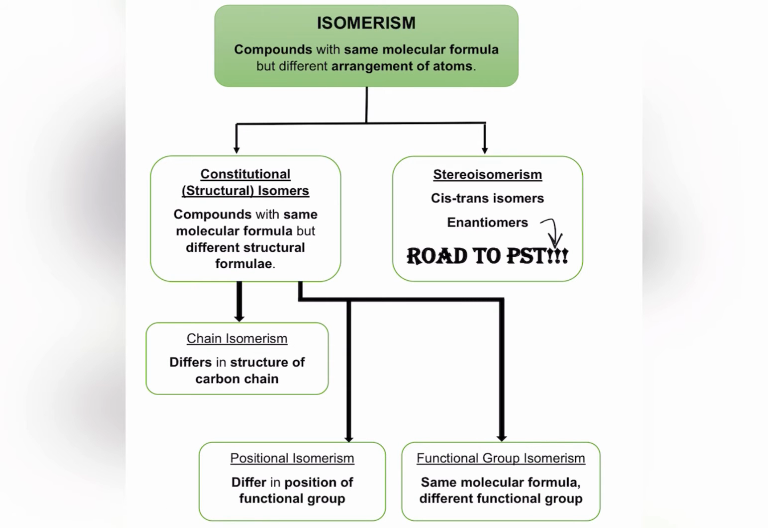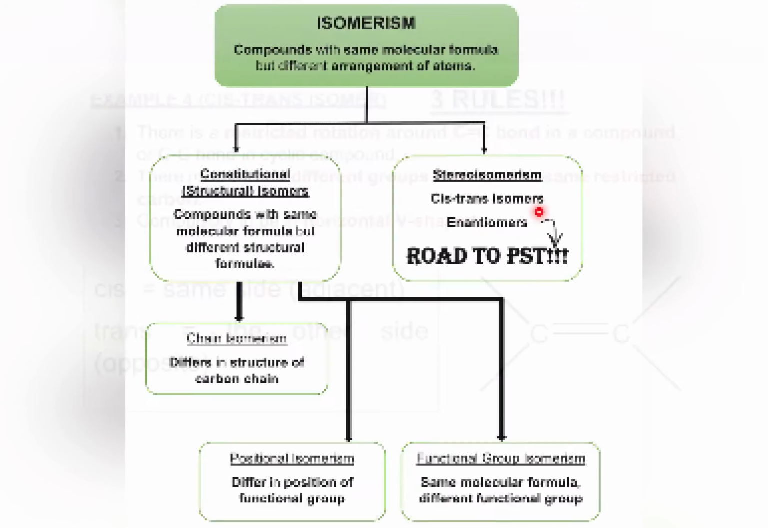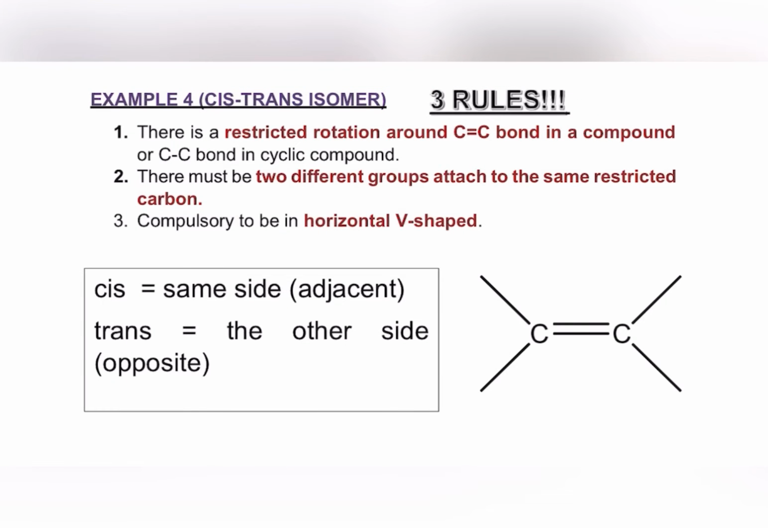If you still remember about isomerism from chapter 1, you've just learned about structural isomer, where there are 3 of them. However, in this chapter, chapter 3, alkenes, you are going to learn about stereoisomerism, which is only one of them, cis-trans isomer. So now let's continue with the 3 rules for cis-trans isomer.